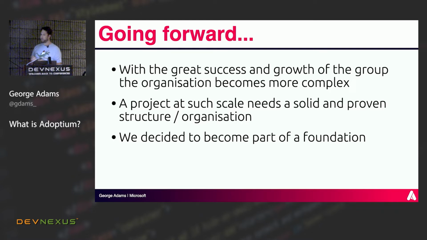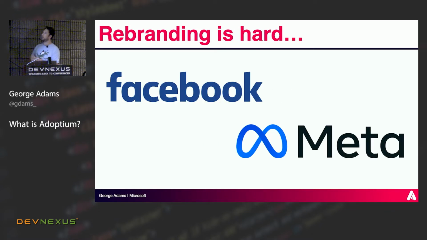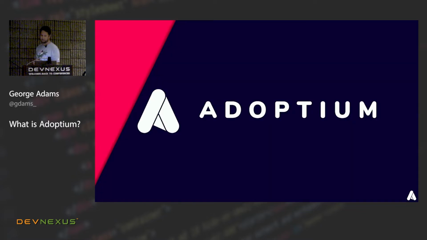And one of the challenges we had was that we weren't allowed to use the AdoptOpenJDK brand anymore, for obvious reasons. The OpenJDK brand is trademarked by Oracle, and so we felt that we had to do a rebrand. And as well, I think the slide speaks for itself. Rebranding is really hard, especially when it's a bunch of engineers trying to come up with names. But we sat down, we worked it out, and we came up with Adoptium.